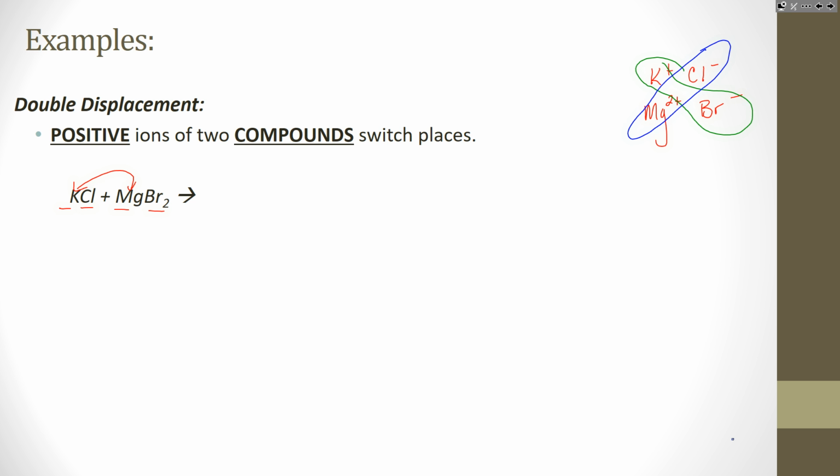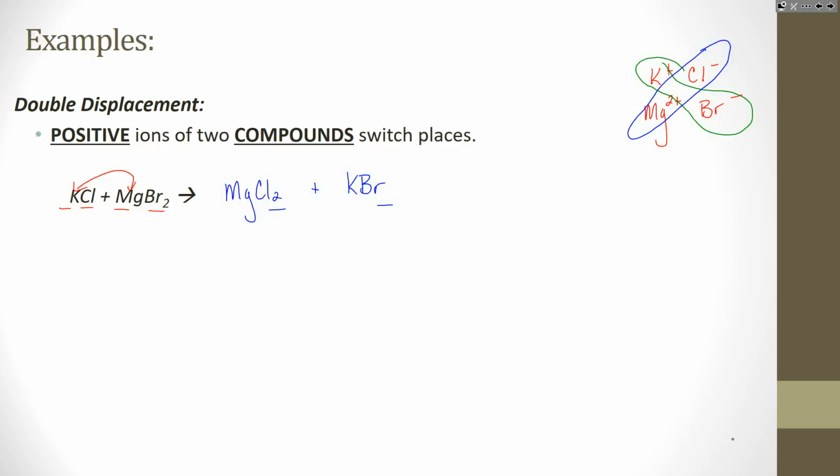We're kind of swapping them out. So if I want to put magnesium and chlorine together, that's going to be MgCl2 because of the charges. And if I'm going to put K with Br, it's going to be KBr, no 2. So notice we got an extra chlorine here, and we lost a bromine here. That's okay. We're going to balance it afterwards.